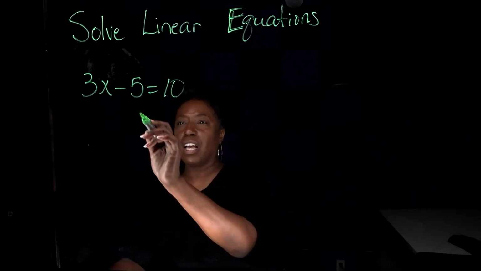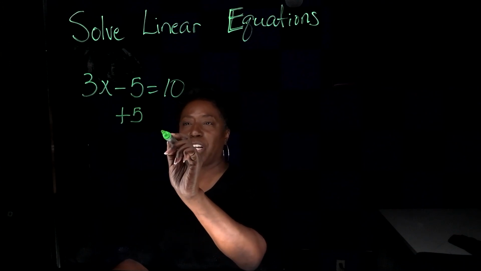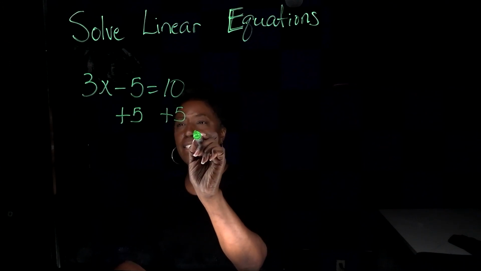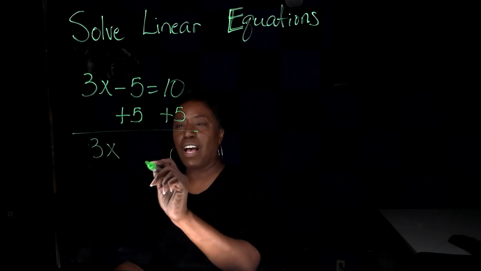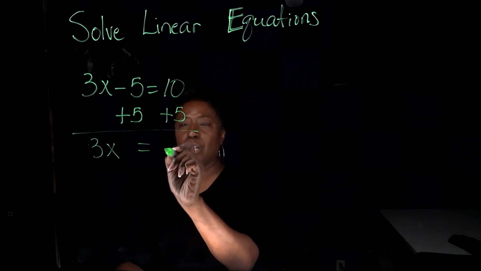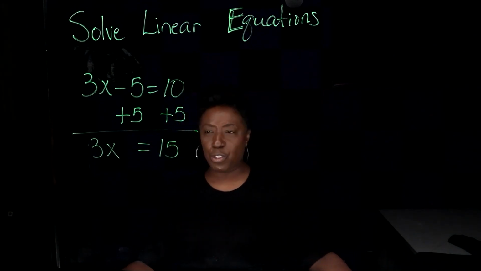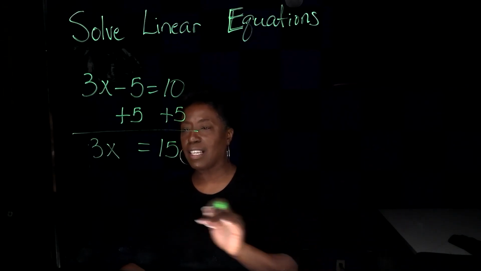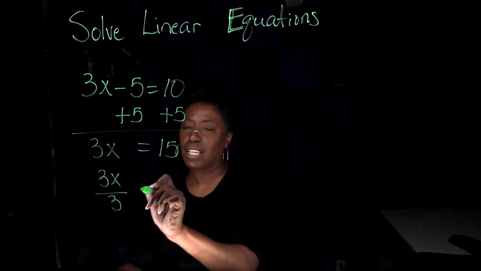So let's first undo here the minus 5, which is adding 5, opposite operation. If I add 5 on the left side, I want to add 5 on the right side. Here I have 3x, negative 5 plus 5 is 0, is equal to 15. Now that we have our variable term, 3x, on one side by itself, solving for x, let's undo that multiplication with division, dividing both sides by 3.